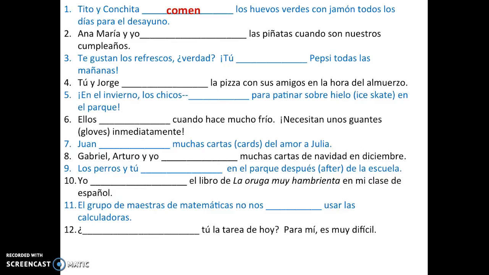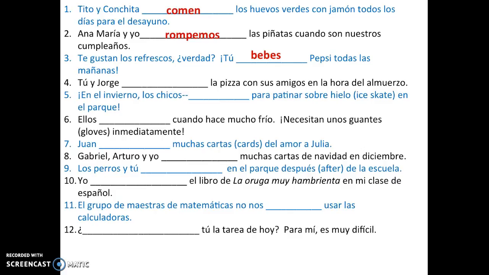Ana Maria y yo, I know that's we, so we're doing something with the piñatas, probably breaking, the verb romper, and so we get rompemos. Te gustan los refrescos, ¿verdad? To blank Pepsi todos los días, o todas las mañanas. What do I do with Pepsi? I'm probably going to drink it. The tú form of beber, bebes.